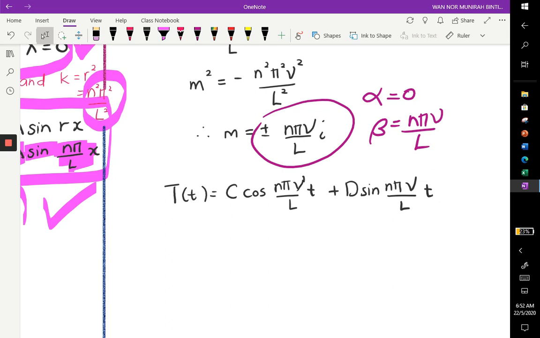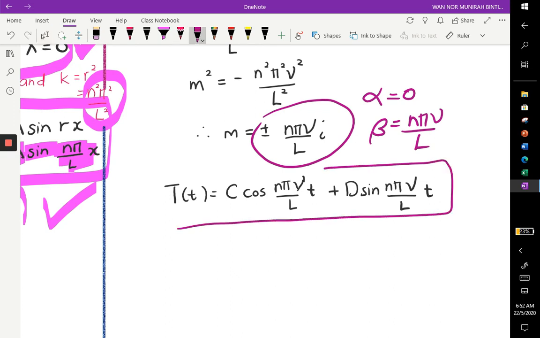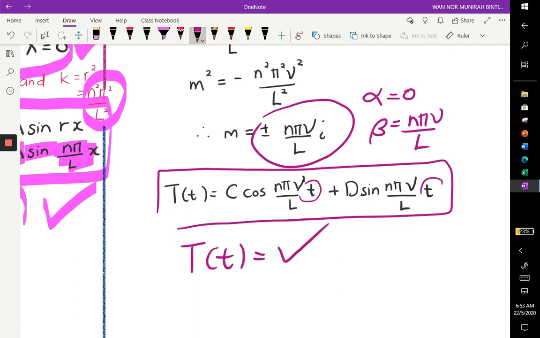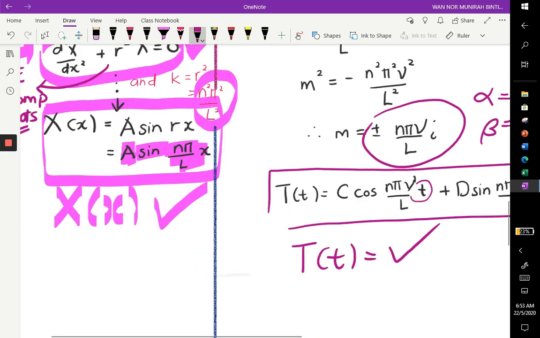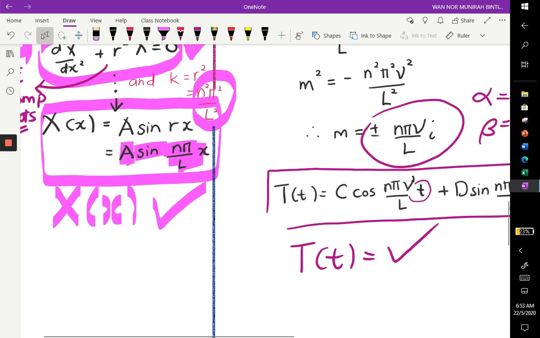So we have the solution of this one. This is just like we did on the heat equation, but this time we have t, not x. So this one is also t. Now we have already found the solution of t. T of t is also done, so we can find the solution of u.